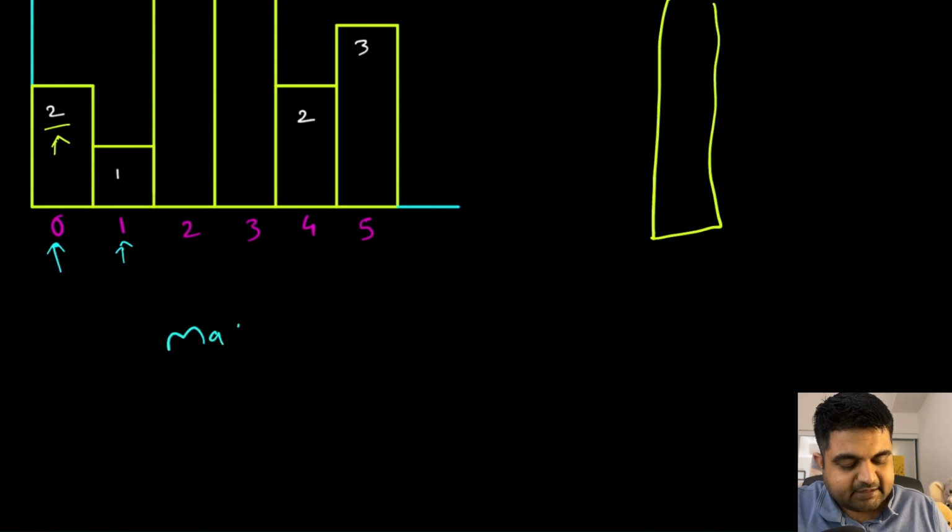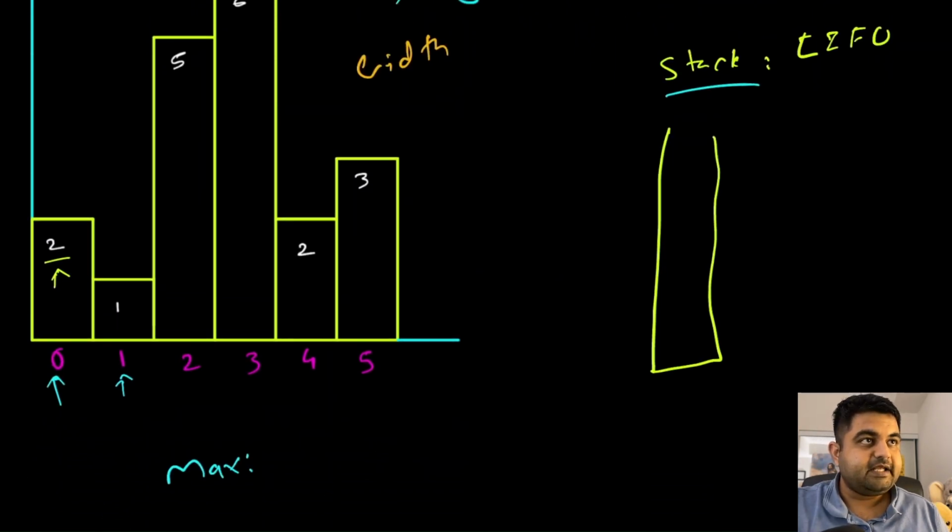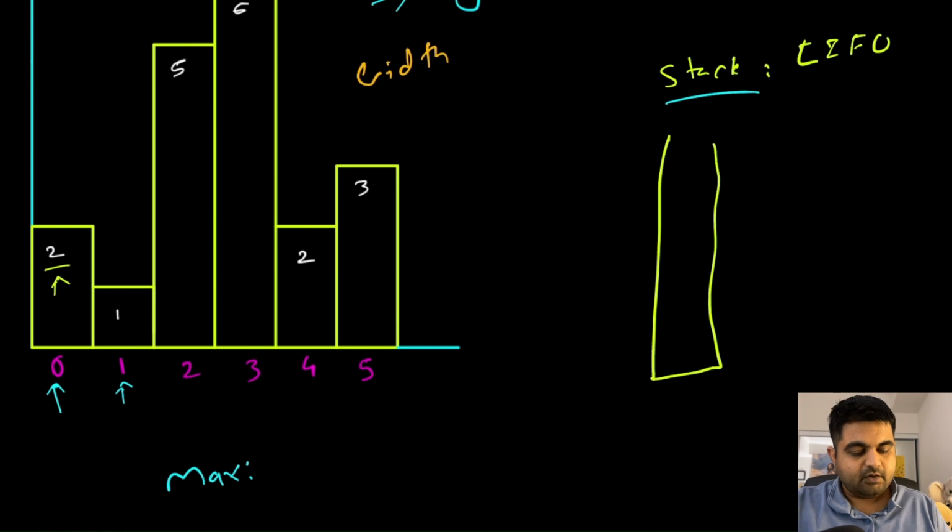So let's just mark this one as max area that we have been able to calculate so far. Okay, so initially the stack is empty. Now we are at index position 0, so we add index position 0 inside our stack. Currently we know that this height is 2.